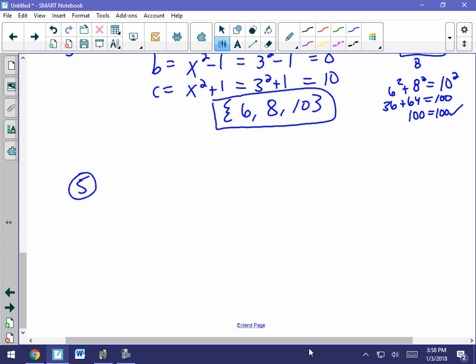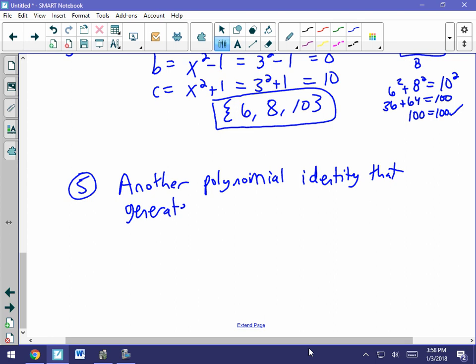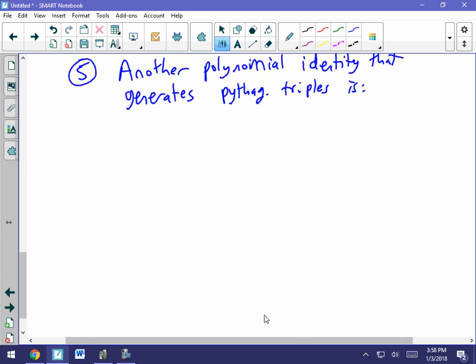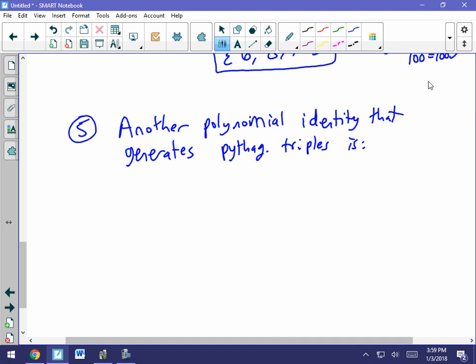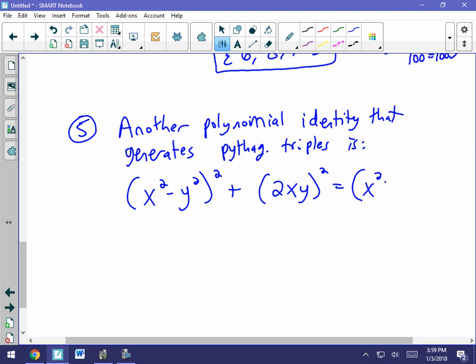Okay, last question. So this is not the only identity that would give us those Pythagorean triples. Another polynomial identity that would generate Pythagorean triples goes like so: (x squared minus y squared) squared plus (2xy) squared is equal to (x squared plus y squared) squared.